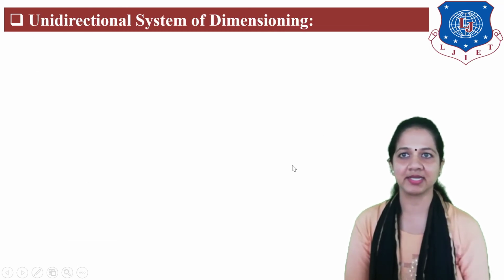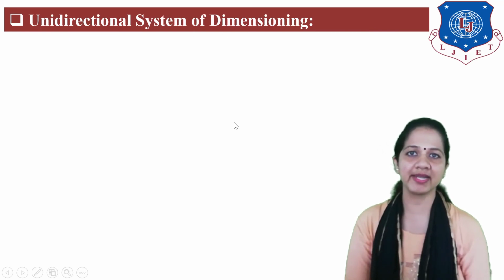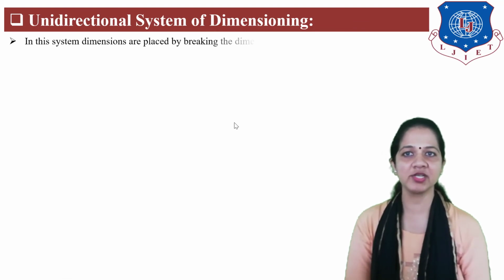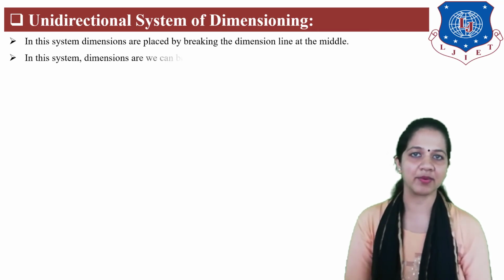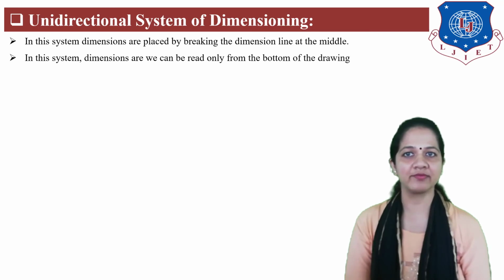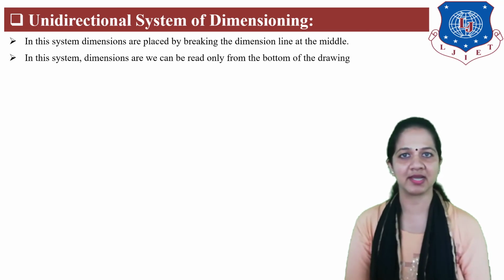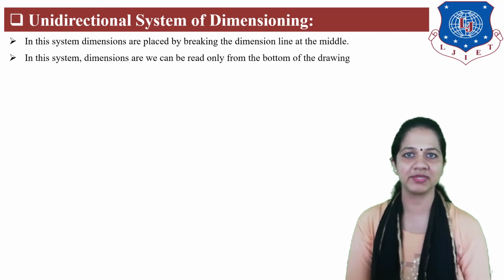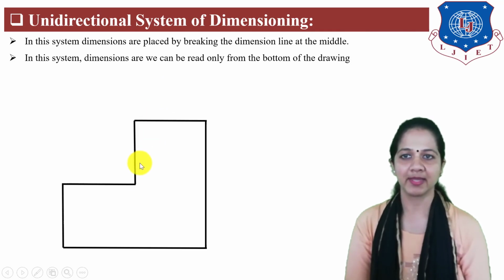Next, let us discuss the unidirectional system. What is the unidirectional system? In this system, dimensions are placed by breaking the dimension line at the middle. In this system, both horizontal and vertical dimensions we can read from the bottom side. Let us understand this system of dimensioning by taking a drawing.